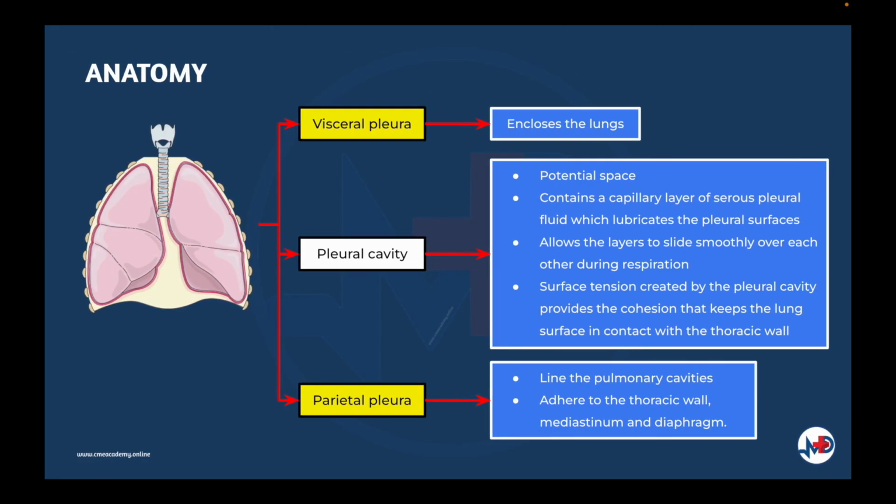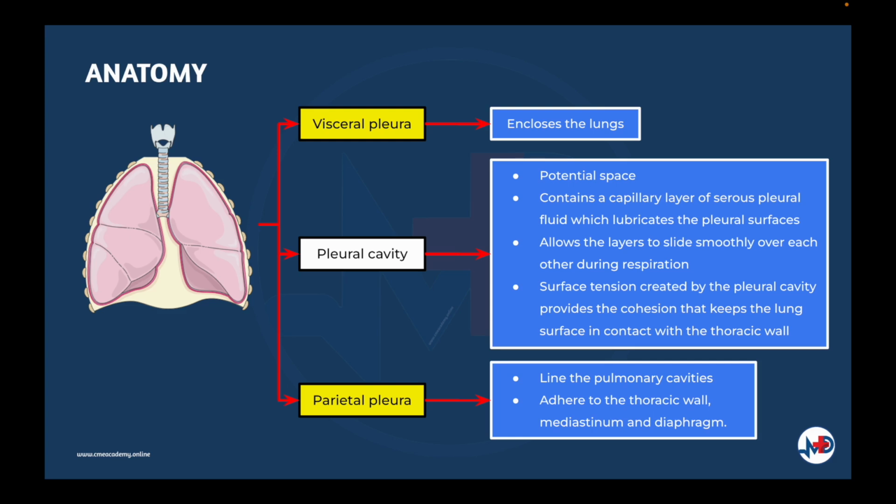Now let's take a look at the anatomy of the lung. Each lung is enclosed in a serous pleural sac that consists of two continuous membranes, which are the visceral or pulmonary pleura, which invest the lungs, and the parietal pleura, which lines the pulmonary cavities and adheres to the thoracic wall, mediastinum, and diaphragm. In between the visceral and parietal pleura is the pleural cavity.